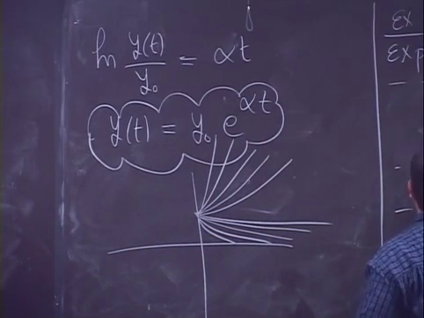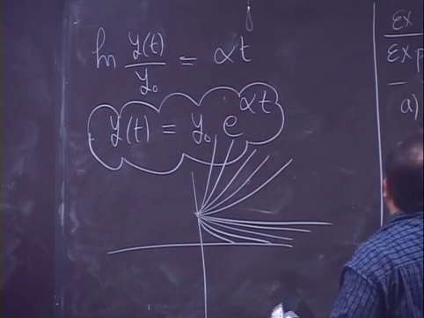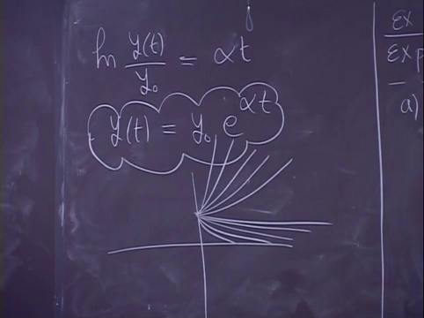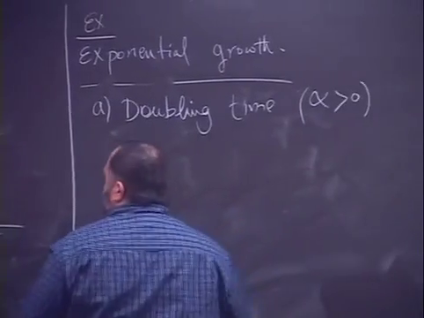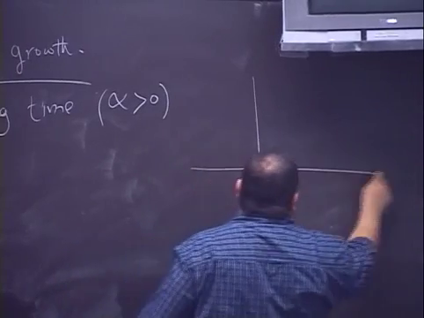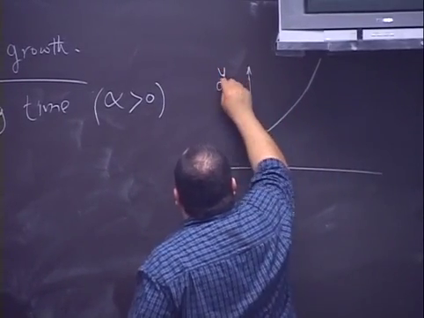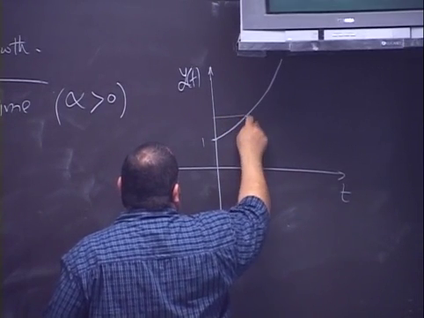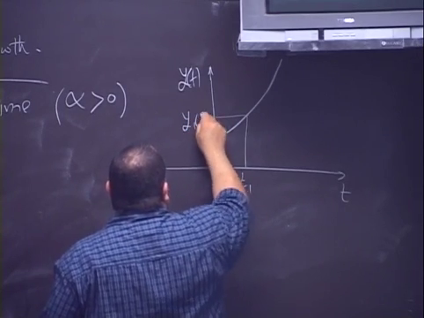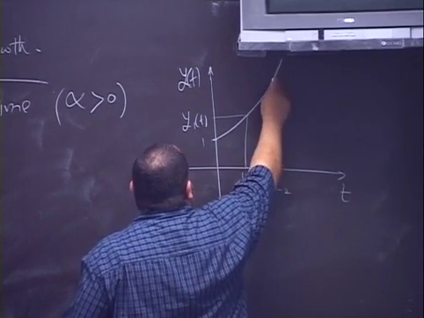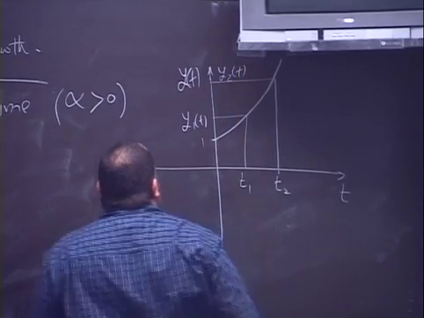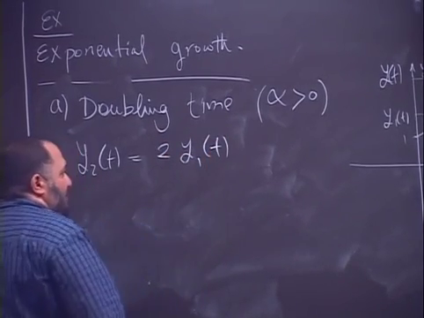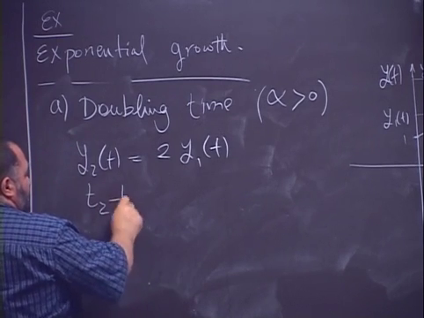interesting exponential growth function. The first property we call the doubling time, and it applies if alpha is greater than 0. So we are talking about the case where alpha is positive. If alpha is positive and you have a specific alpha, this is y of t and this is t. Let's assume that you start here at 1, then at t equal to t1 you have y1 of t, and at t equal to t2 you double the value of y, so this is y2 of t, and y2 of t is just equal to twice y1 of t.